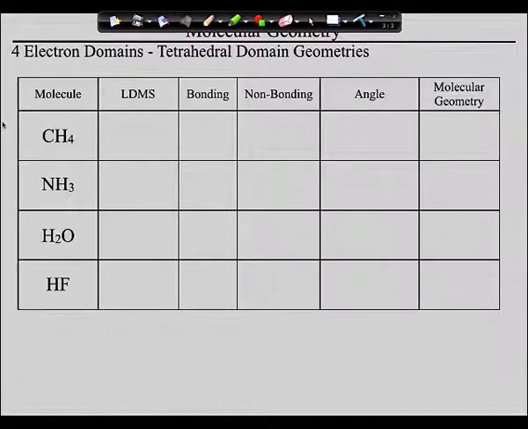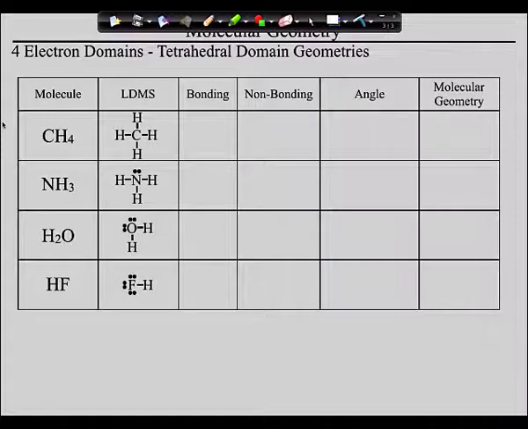Actually, better yet, you've already done all of these. Here they are. Guys, these are the Lewis dot structures for these 4 molecules.